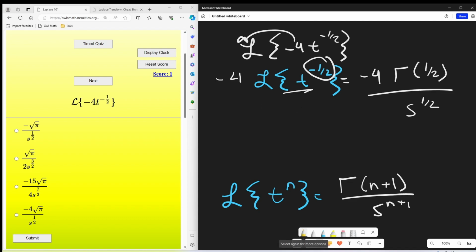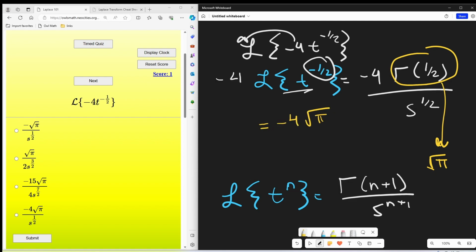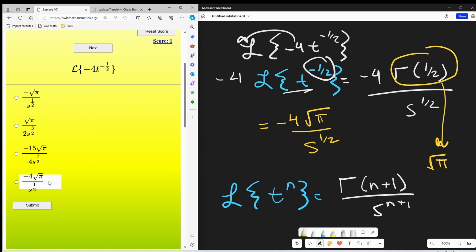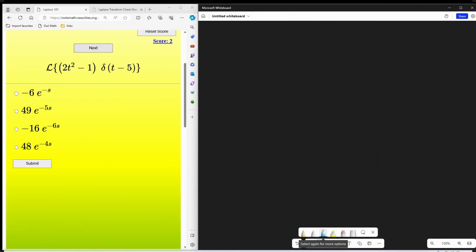But now the key for this is we want to get some value for the gamma function. What I like to do is actually just memorize a value for gamma of 1/2. We can remember this to be square root of pi. So for this one, our solution should be minus 4 square root of pi over s to the 1/2. We can write that as square root of s. Let's just see what we have over here. And that's going to match the bottom one down here. And that's correct.